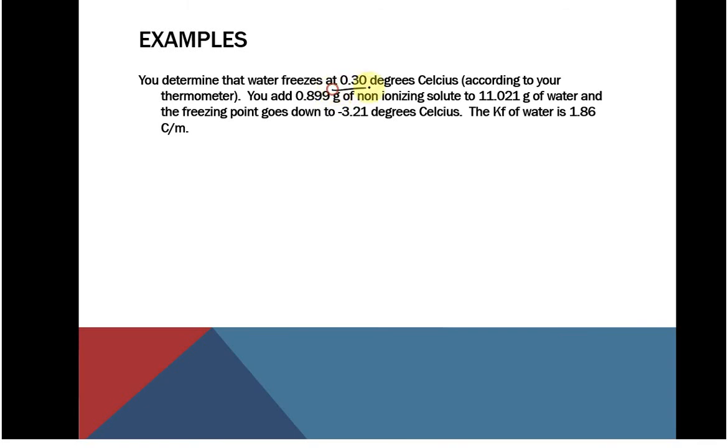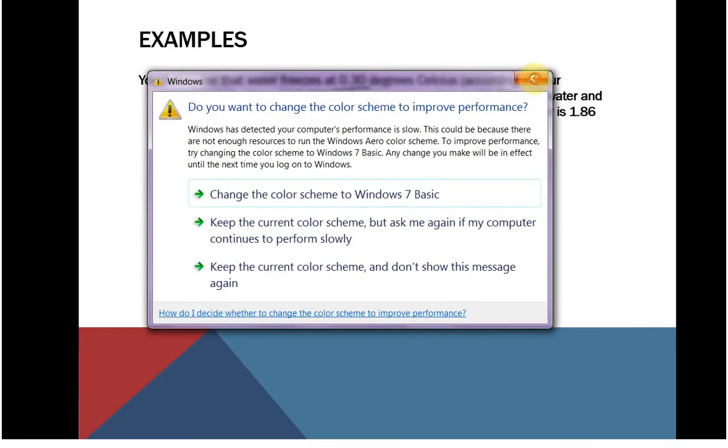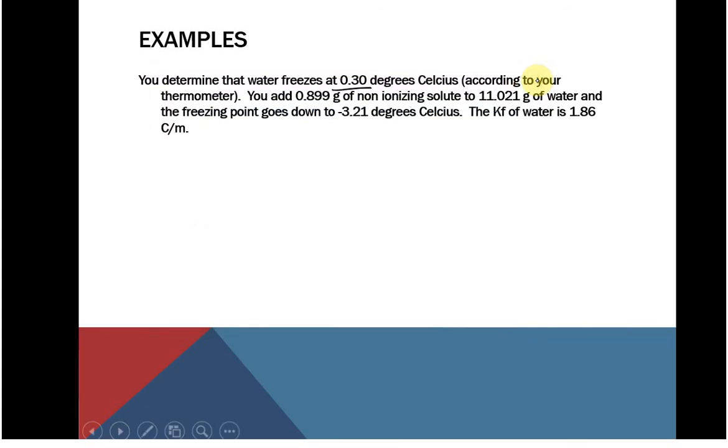So you determine that water freezes at 0.30 degrees Celsius, according to your thermometer. You add 0.899 grams of non-ionizing solute to 11.021 grams of water. And the freezing point goes down to negative 3.21 degrees Celsius. The Kf of water is this. Let's find the molality. And again, remember that this is moles of solute per kilogram of solvent.